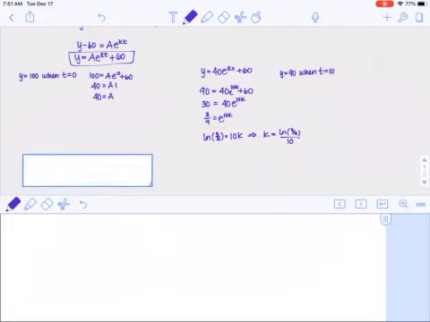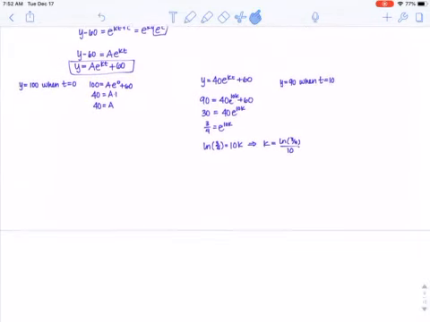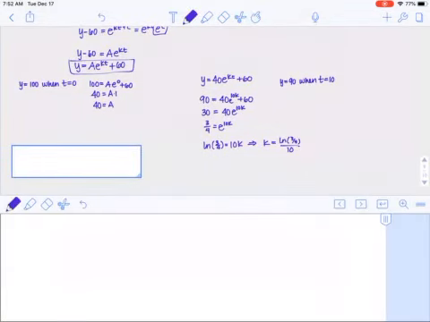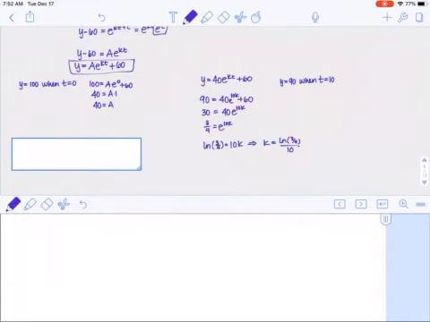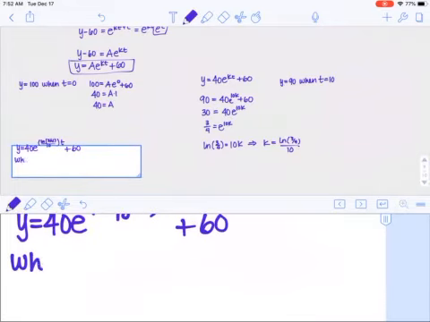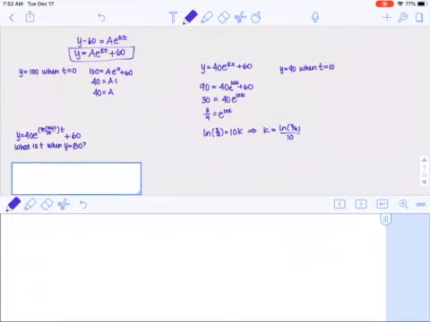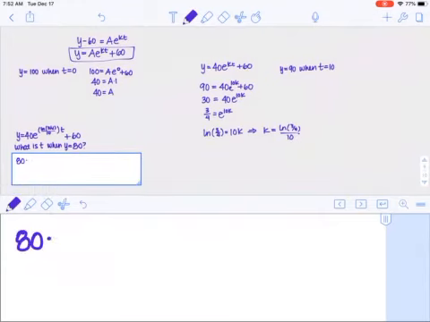The question is basically how much longer will it take for the temperature to decrease to 80 degrees? Let's write the actual particular solution. My actual equation is y equals 40 e to the natural log of 3/4 divided by 10 times t, plus 60. So what is t when y equals 80? That's the question I want to answer using that particular solution.